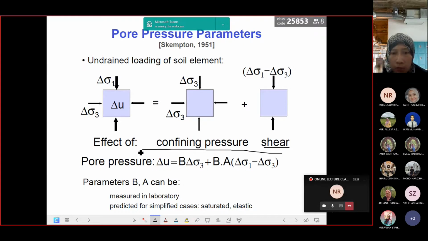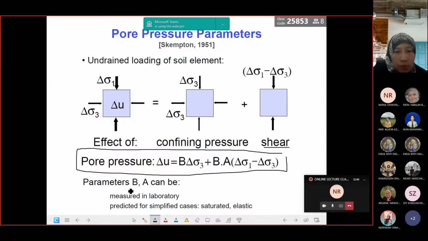Thus, the pore pressure can be calculated using these equations, that is delta U equals B delta sigma 3 plus B times A, the difference in the delta stresses. Okay, what are parameter A and parameter B? Parameters A and B can be measured or obtained from lab work. Somehow, they can also be predicted using simple cases for saturated or elastic soil.